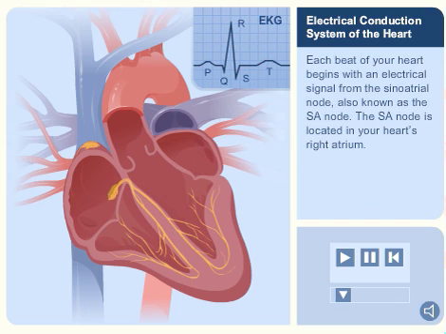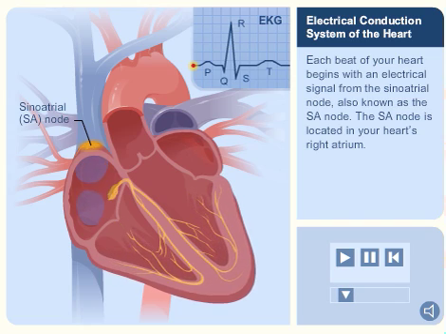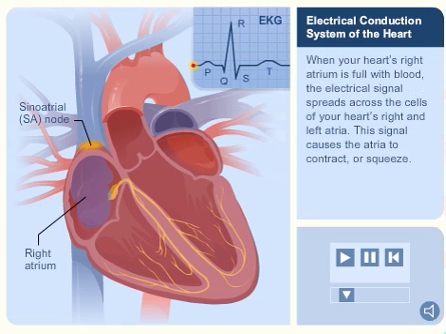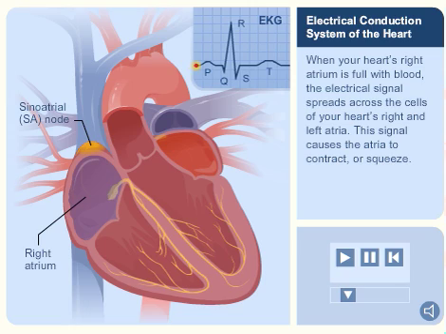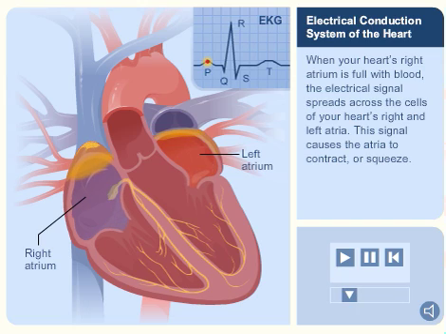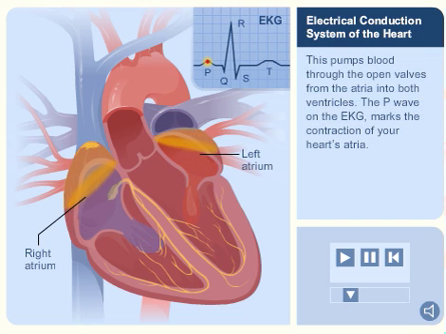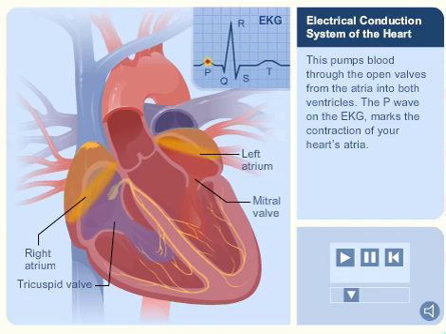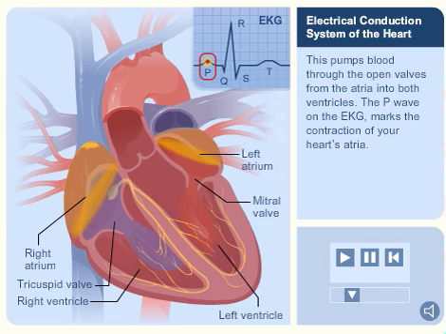Each beat of your heart begins with an electrical signal from the sinoatrial node, also known as the SA node. The SA node is located in your heart's right atrium. When your heart's right atrium is full with blood, the electrical signal spreads across the cells of your heart's right and left atria. This signal causes the atria to contract, or squeeze. This pumps blood through the open valves from the atria into both ventricles. The P wave on the EKG marks the contraction of your heart's atria.